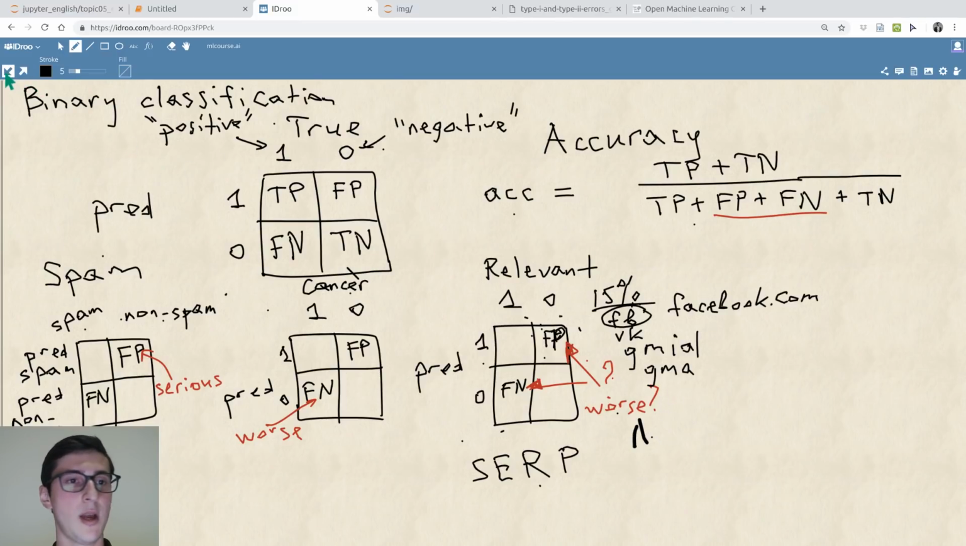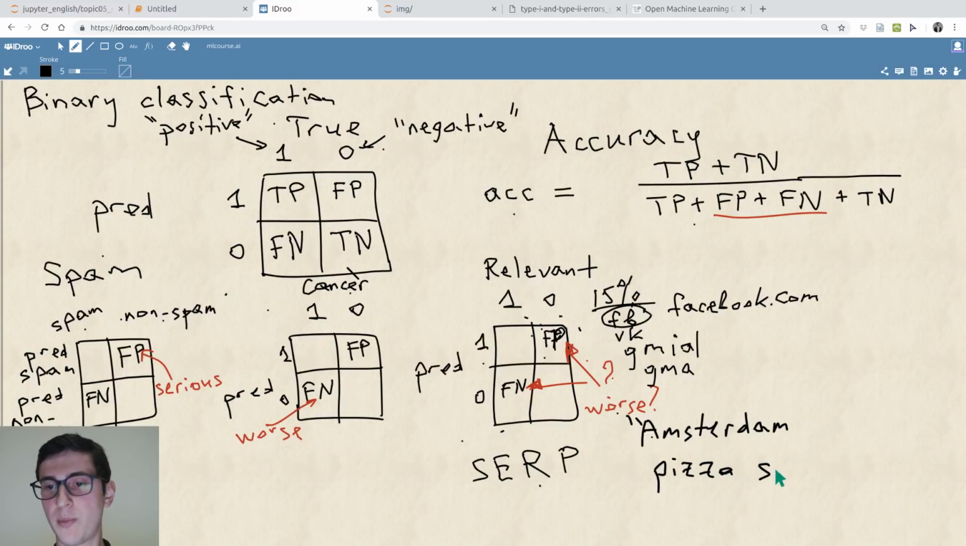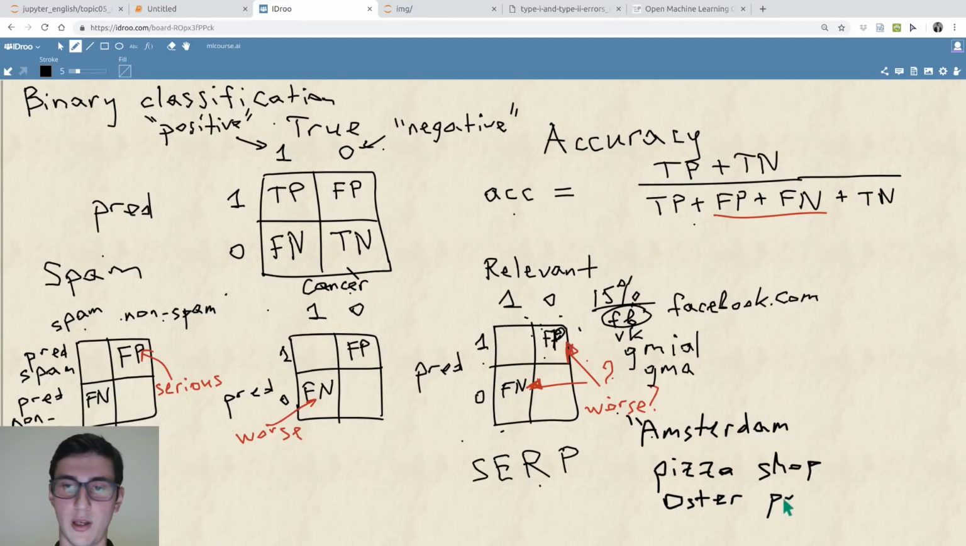Let's say I'm in Amsterdam near some park, let's say Oosterpark, and my query is finding a pizza shop in Amsterdam near Oosterpark. Actually, it means Eastern Park. Okay, this is going to be my specific query. So this one.